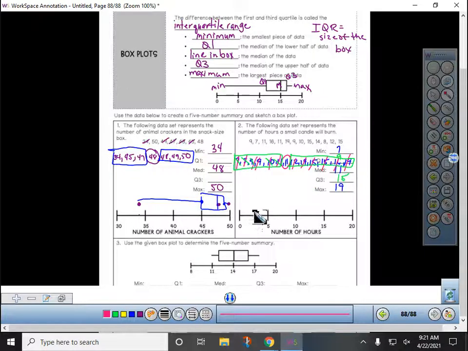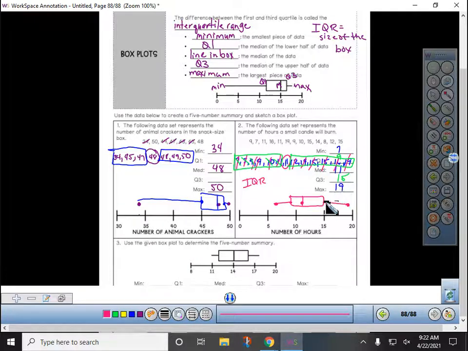What is minimum? 7. So I'm going to say that's right there. Maximum, 19, median, quartile 1, 9, quartile 2. Good. Draw the box. Draw your whiskers. What is the interquartile range? What is the interquartile range?